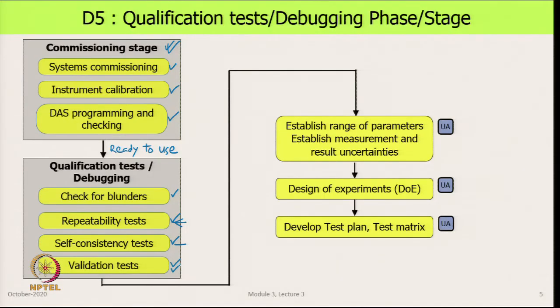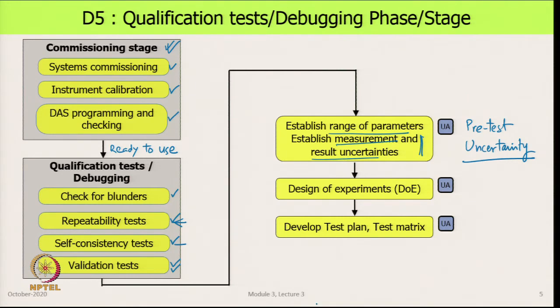And after that, we establish the range of parameters on which we will do the experiment. We establish the measurement and result uncertainties. This is your pre-test uncertainty calculation. So, this is our link of experimentation with pre-test uncertainty.